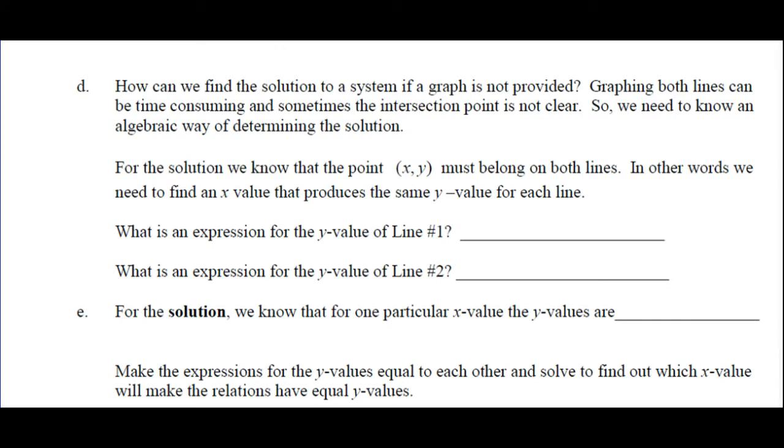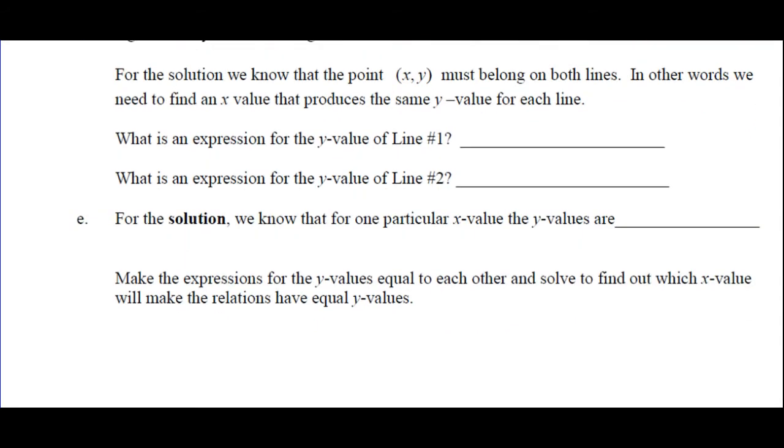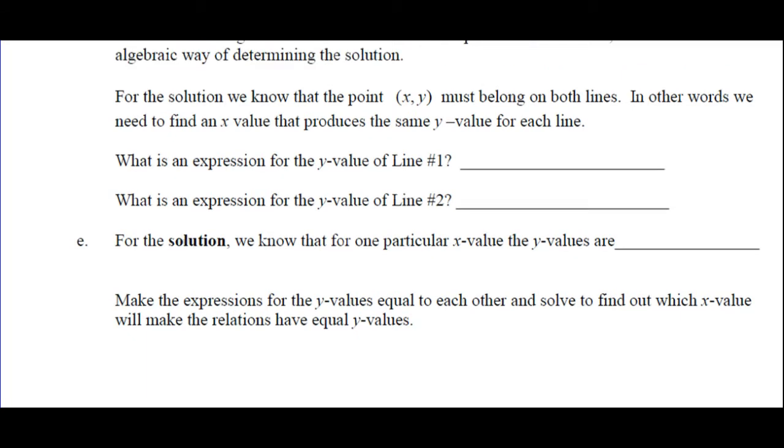How can we find the solution to a system if a graph is not provided? Graphing both lines can be time-consuming, and sometimes the intersection point is not clear. So we need to know an algebraic way of determining the solution. For the solution, we know the point x, y must belong on both lines. In other words, we need to find an x value that produces the same y value for each line.